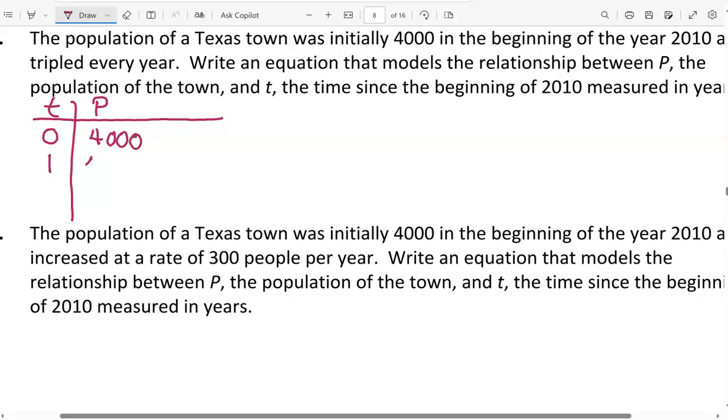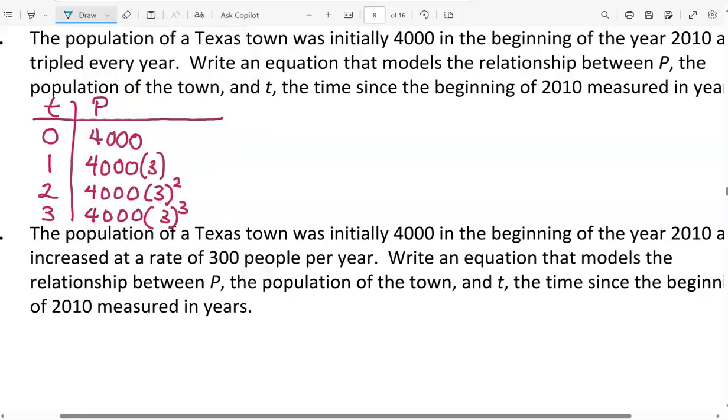At the end of 1 year, the population triples, which means it gets multiplied by 3. At the end of 1 more year, the population triples again, which means it gets multiplied by 3 again, which means it gets multiplied by 3 squared, or 4,000 gets multiplied by 3 squared. And then if we multiply by 3 again, then we have 4,000 times 3 cubed.